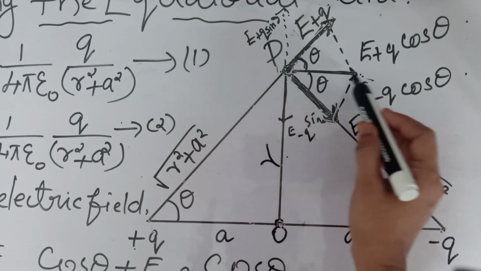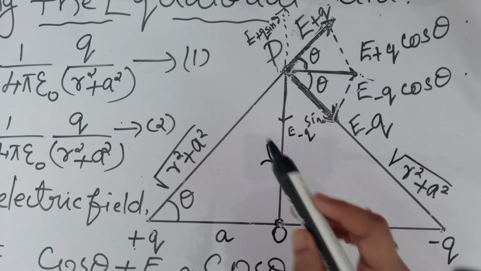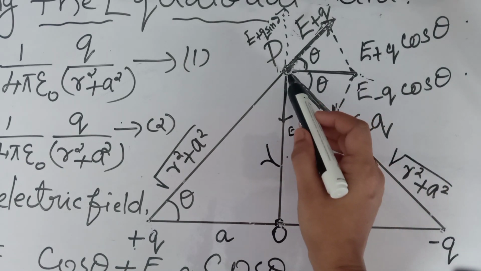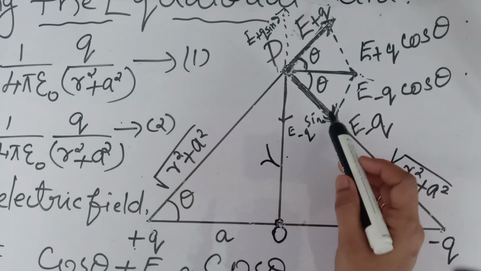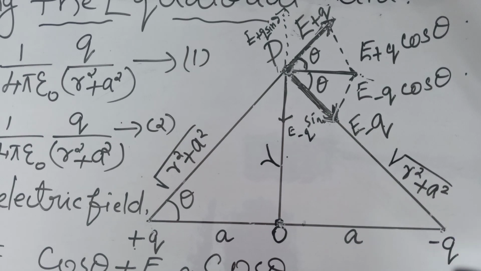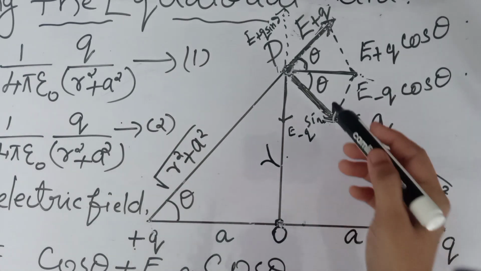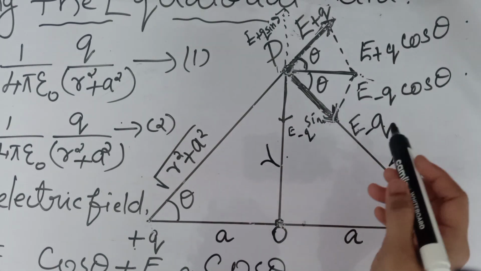So here this is the cos component and this is the sin component, right? This is the horizontal component, E minus Q cos theta, and this is the vertical component, E minus Q sin theta. Now we are getting the components of E plus Q and E minus Q. And now how can we add these?